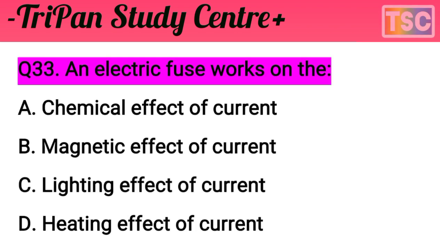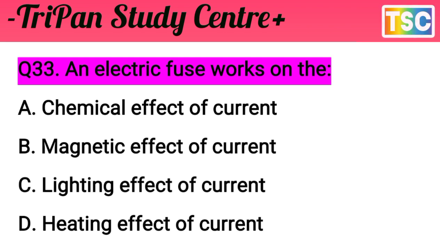Next question on your screen: an electrical fuse works on the. Here the examiner asks about the principle of the electrical fuse. The options are: A, chemical effect of current; B, magnetic effect of current; C, lighting effect of current; D, heating effect of current. That's an important question here. But first of all, give the answer for this question.